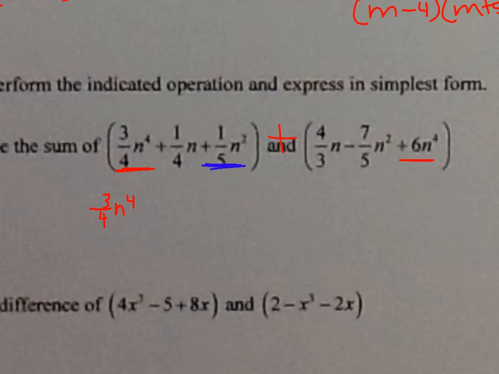Then 1/5 n squared minus, watch the sign, minus 7/5 n squared, which comes out to be negative 6/5 n squared. And then we have 1/4 n and 4/3 n. Use the calculator, use the fraction key. We're adding them together and we get 19 over 12n.